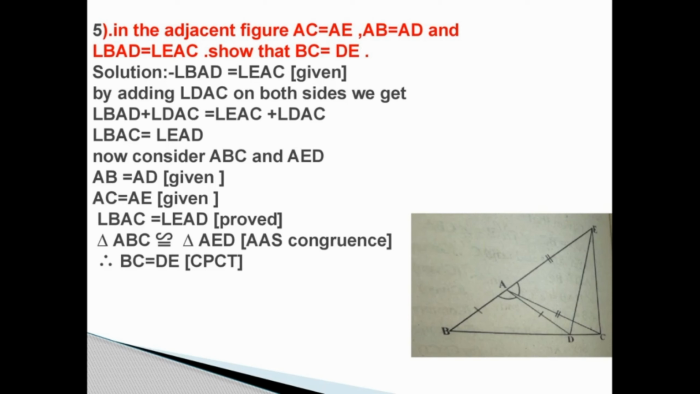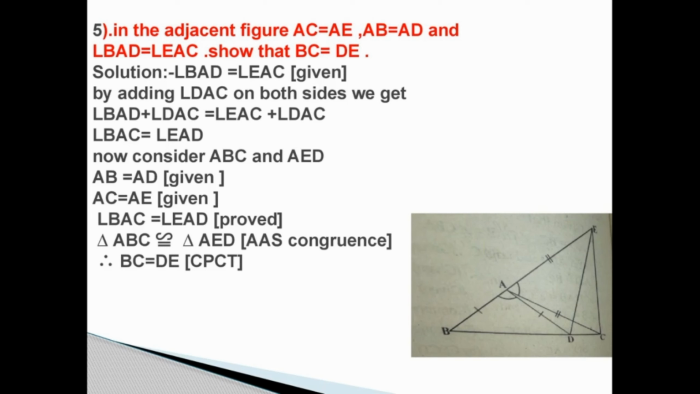In the adjacent figure, AC is equal to AE, AB is equal to AD, and angle BAD is equal to angle EAC. Show that BC is equal to DE. Solution. Angle BAD is equal to angle EAC, given. By adding angle DAC on both sides, we get angle BAD plus angle DAC is equal to angle EAC plus angle DAC.